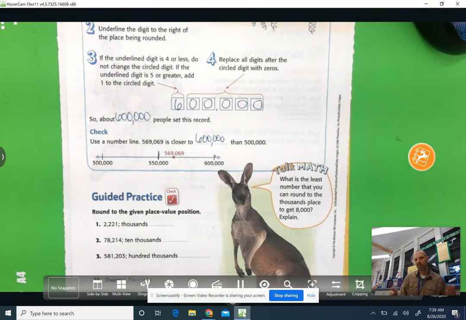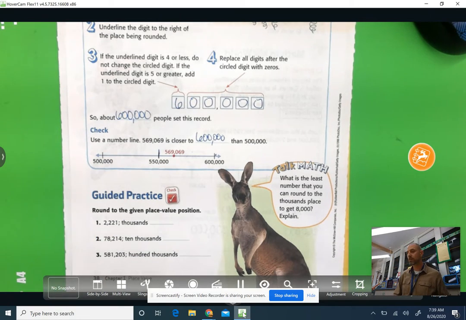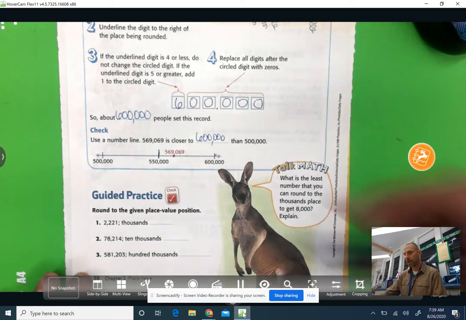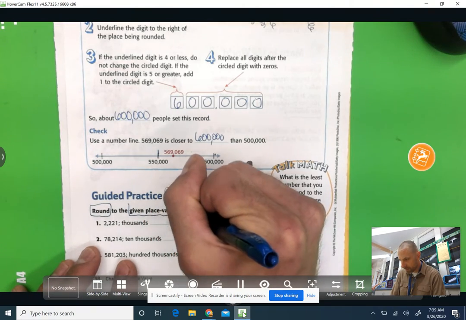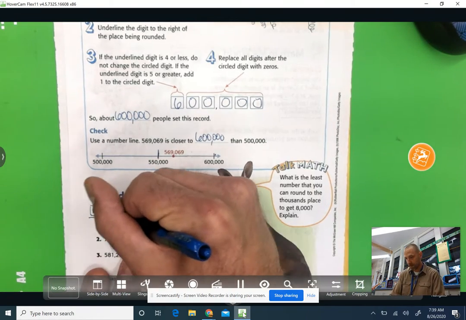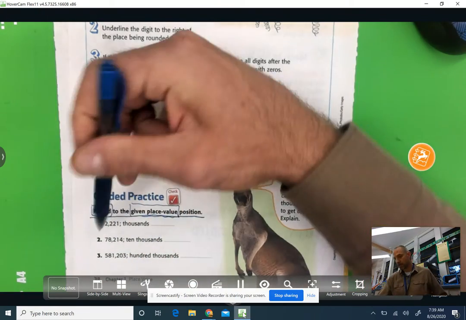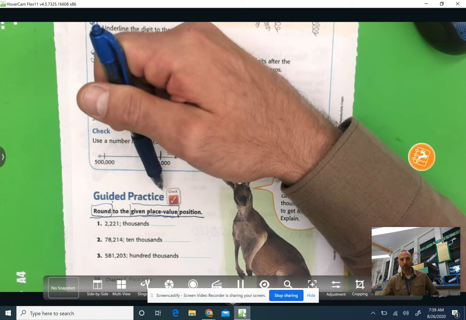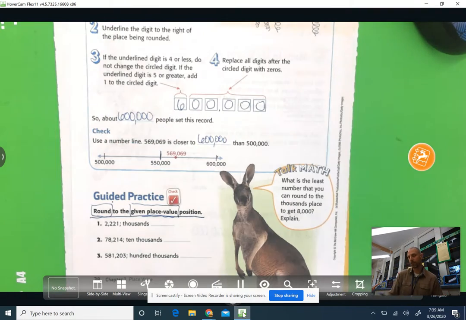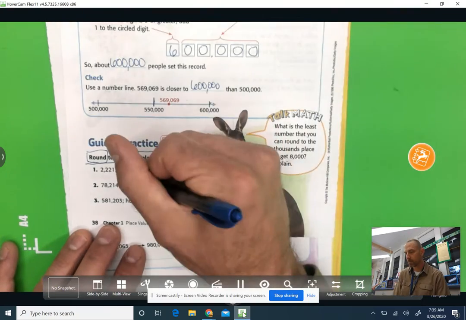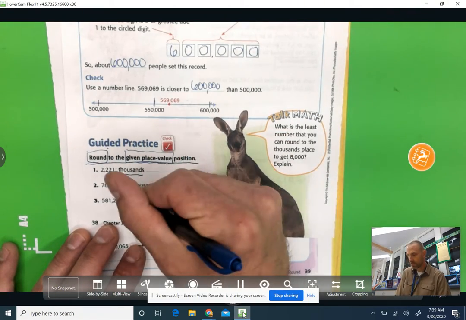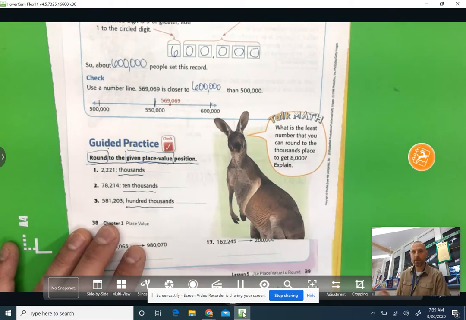All right. Now, let's tone down the numbers for just 1 second. We have 2,221, and it asks us to round to the given place value position. Okay, so this is our command. It's telling us what to do, and these are the keywords to help us understand what we're being told to do. We're rounding to the given place value. The given place value, kids, just means that the book told you where to round to. The thousands, the 10,000s, and the 100,000s.